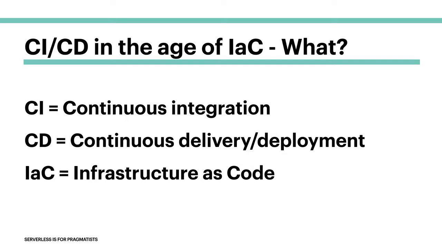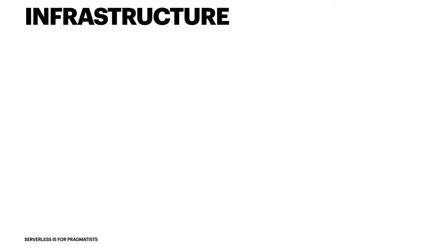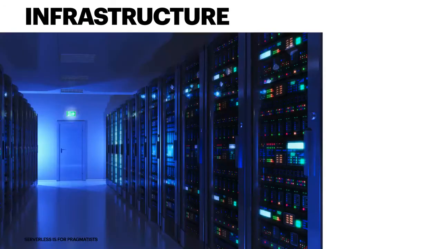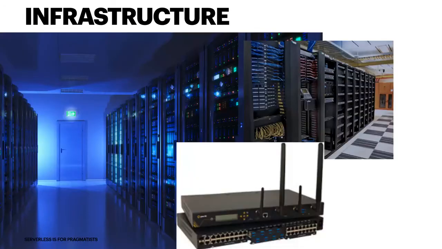So let's start with the last term, IaC, infrastructure as code. When we're talking about infrastructure, honestly, we're talking about a fancy word for the computer hardware, software, and networking equipment that allows web and other applications to run. This is the kind of stuff that you've seen in data centers. Managing this infrastructure, though, can be hard. So infrastructure as code was born as a way to help manage all of this infrastructure in a more comprehensive way.